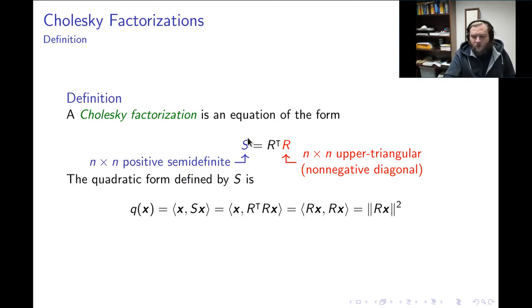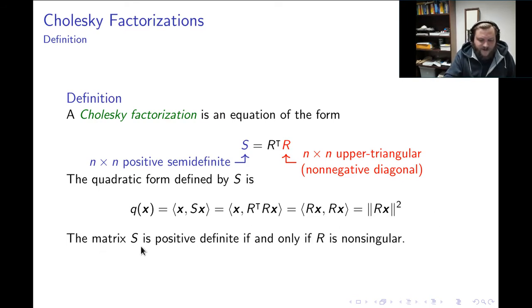Now, remember, if your positive semi-definite matrix is the Gramian of some matrix called R here, then the quadratic form, which has formula given by the input vector inner product with S times the input vector, can be written as the inner product of x with R transpose R x. And if we move this R transpose to the left, we realize that we're looking at the inner product of Rx with Rx, which is the length of Rx squared. So this always allows us to write our quadratic form as a sum of squares.